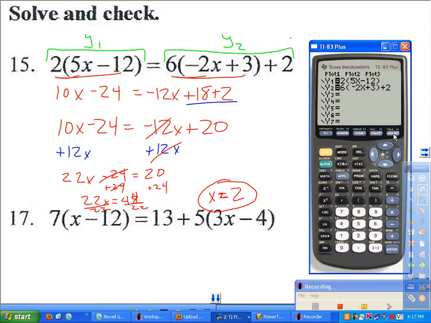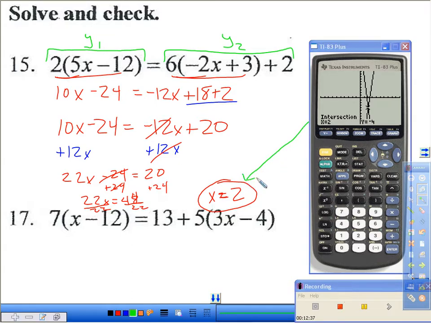When we hit graph, we're going to see two lines that intersect. If we don't see the intersection on the screen, it's not a big deal. The calculator knows where they intersect. What we want to know is, what is the x value where they intersect? So I'm going to hit second trace and then choose option 5 where it says intersect, and hit enter once, enter twice, enter a third time, and the x coordinate that they give us is 2.